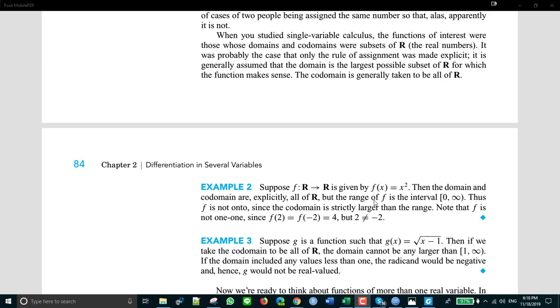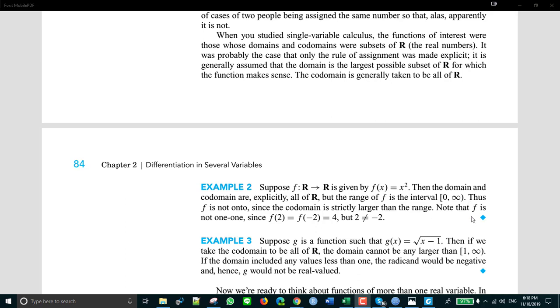So the codomain is all of R, because it says codomain is R here, but the range is the set of values that are actually hit. So that's all non-negative numbers, or this is a notation for that. They also say that this is not onto, and that's because not all of the elements in R get hit. Since the codomain is strictly larger than the range.